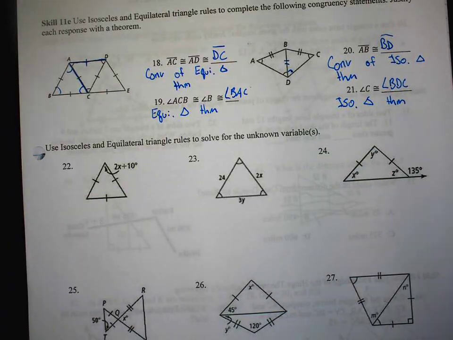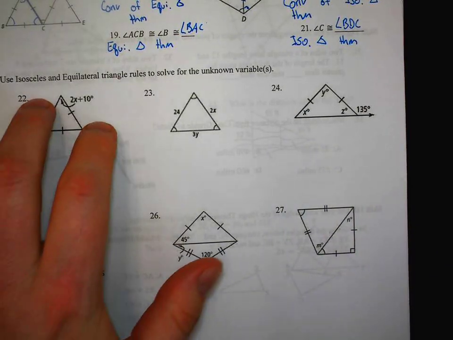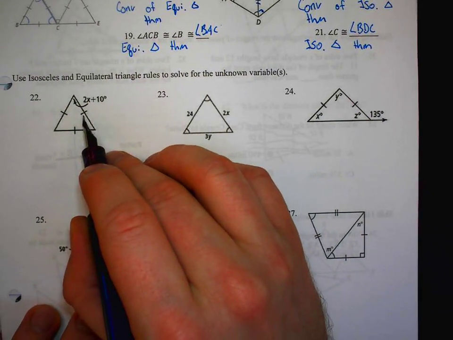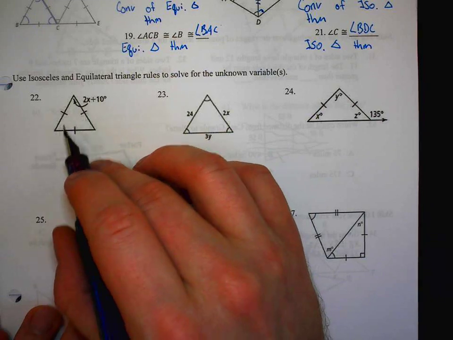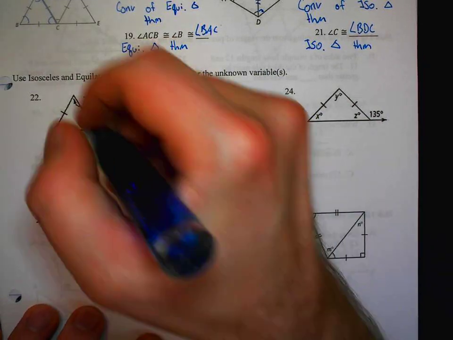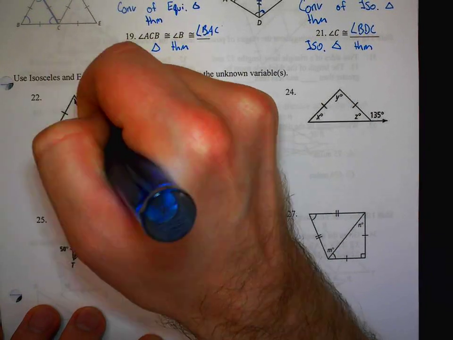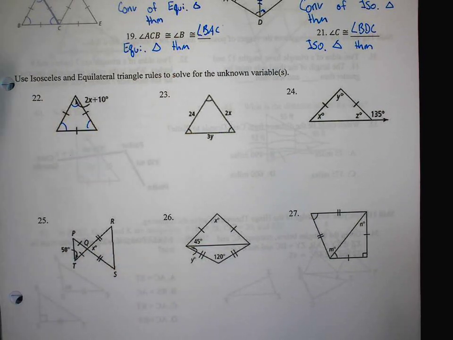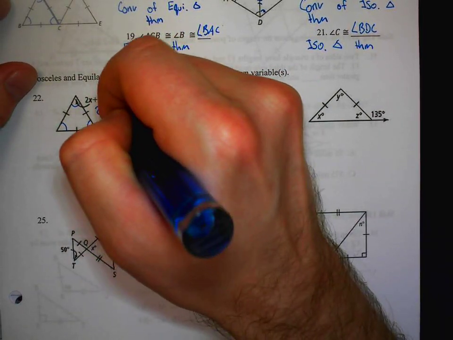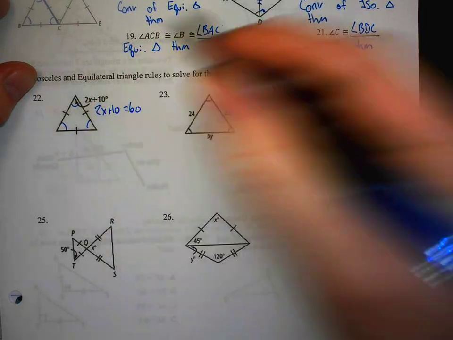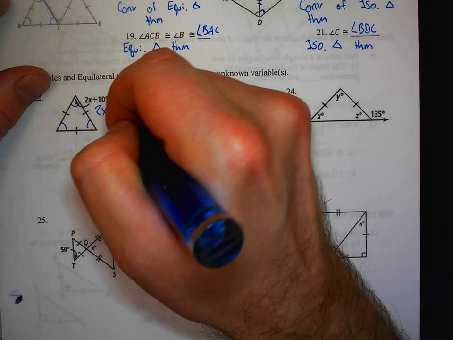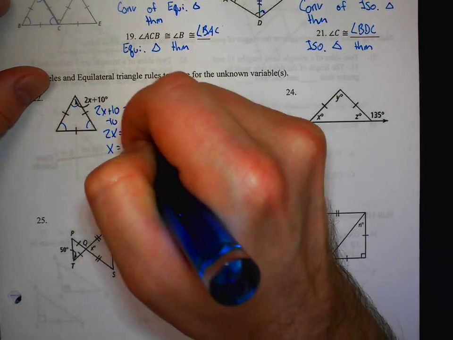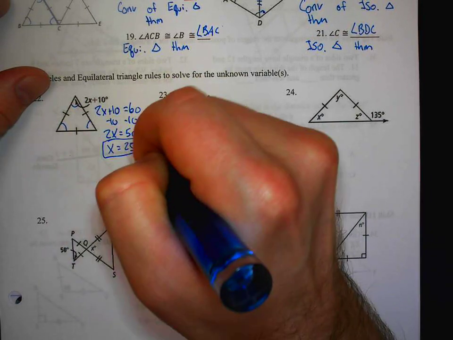22. Use isosceles and equilateral triangle rules to solve for the unknown variables. This triangle is equilateral. All 3 of its sides are congruent, which means that all 3 of the angles are congruent. In an equilateral triangle, every angle has to be 60 degrees because every triangle adds up to 180, and if you split that 3 ways, that means each one is 60. Well, that gives me the equation 2x plus 10 has to equal 60 because that 2x plus 10 refers to the angle. Subtract 10, divide by 2. Half of 50 would be 25.